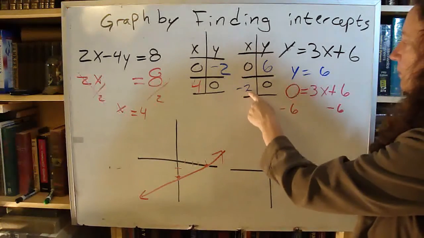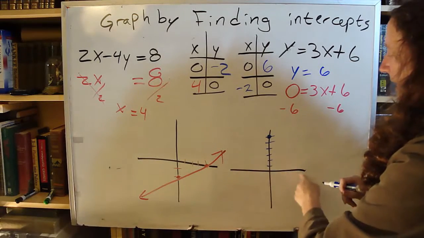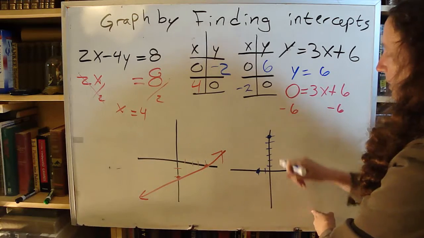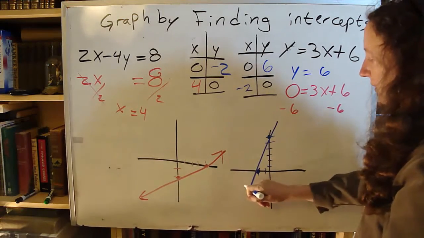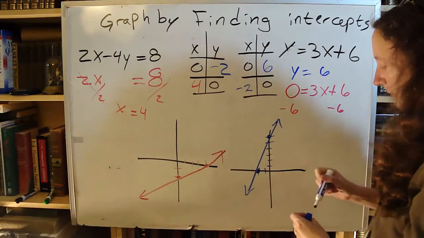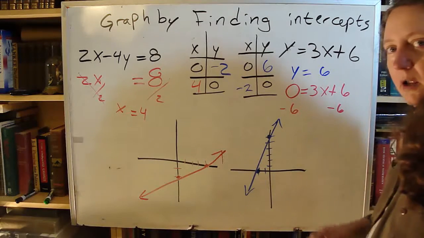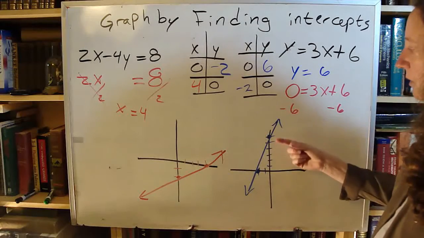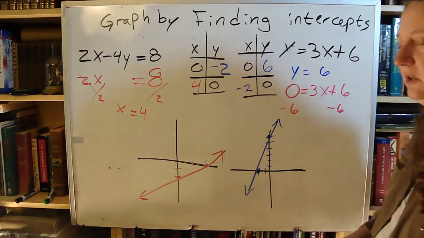X equals negative 2. Use my x-axis. 1, 2. Put my dot. Draw the line to connect my dots. I am done. That equation is graphed. I know my 2 intercepts. I don't need to do any more.